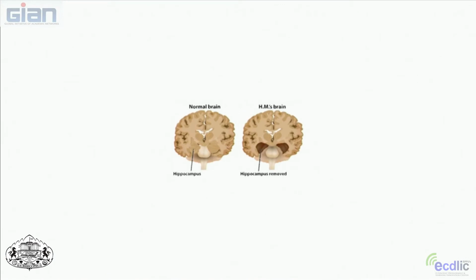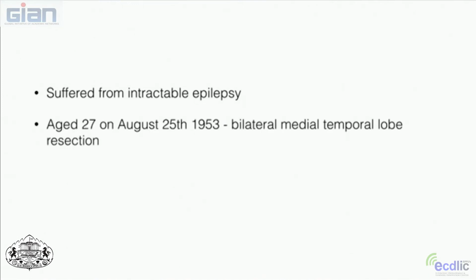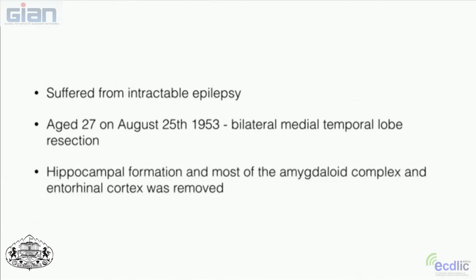Here's a brain scan of a normal brain on the left and HM's brain on the right. You'll notice the hippocampus has been removed. This was to deal with his intractable epilepsy. It was age 27 on August 25th, 1953, when he underwent the surgery. This involved removing the hippocampus, and most of the amygdaloid complex and the entorhinal complex was also removed, and some other areas were damaged, but this is not known if the surgery itself did that or the brain later changed, because some of this was from the 2009 study of his brain.